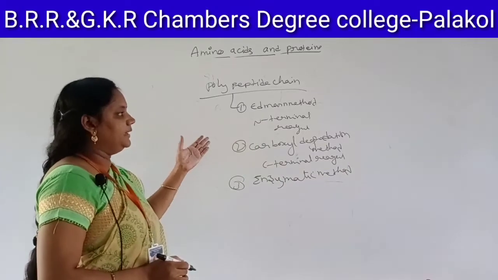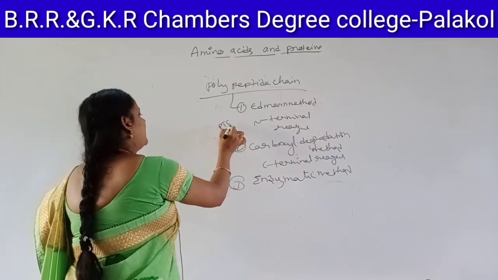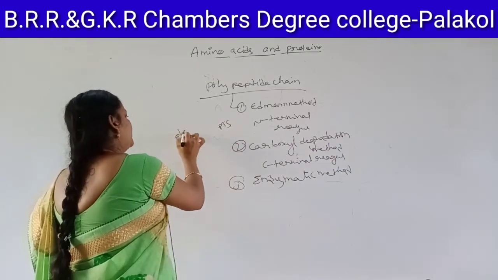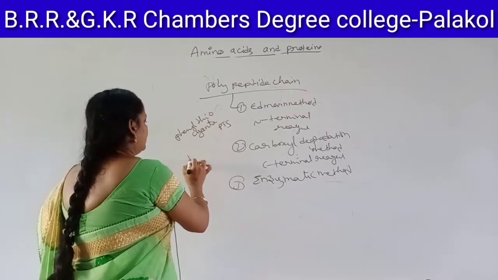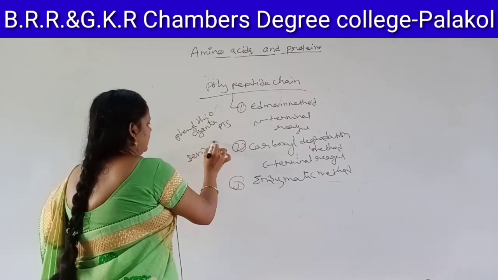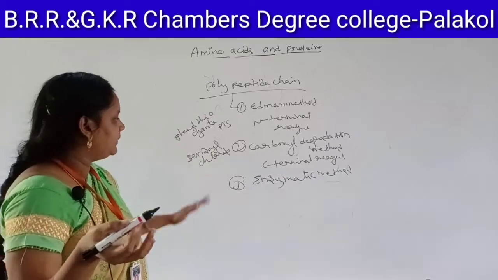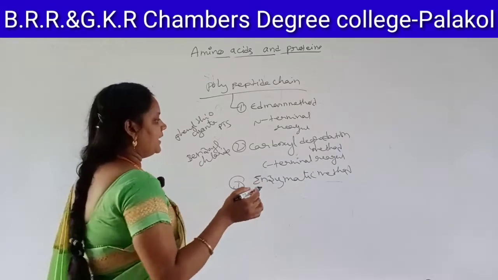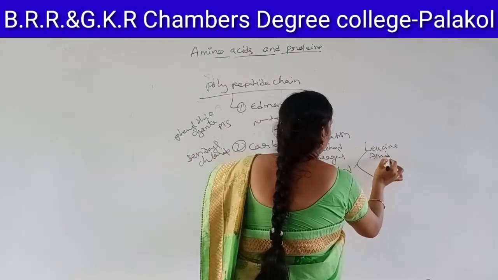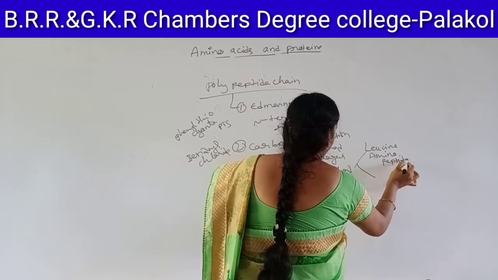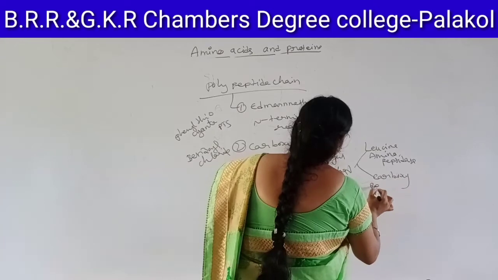Okay, Edman's method, we use N-terminal reagent, PTS, phenyl thiocyanate. Here, benzoyl chloride followed by treating with ammonium thiocyanate. Here, enzymatic method, we use two enzymes. One is leucine aminopeptidase and carboxypeptidase.